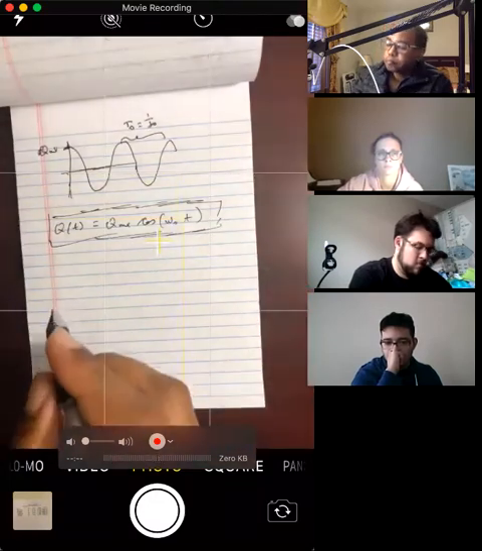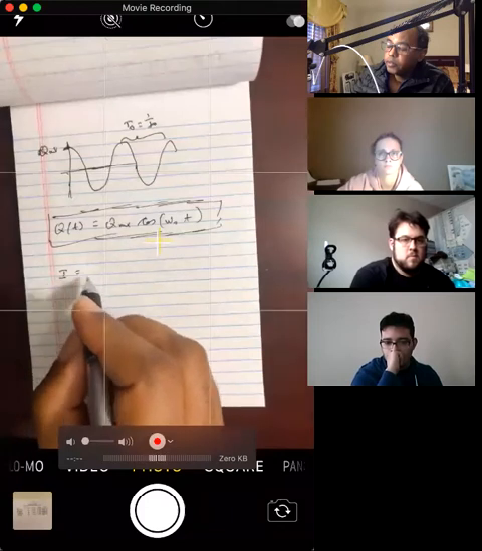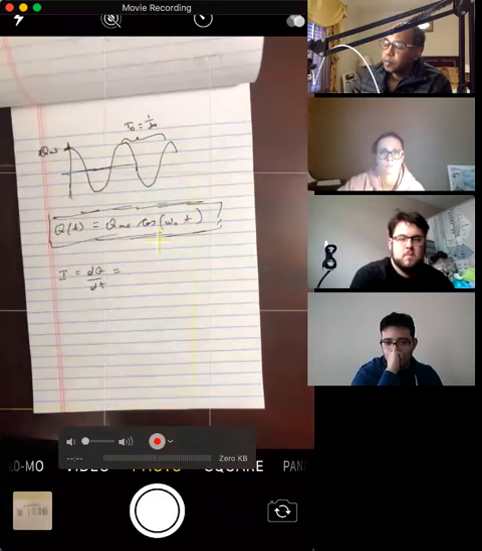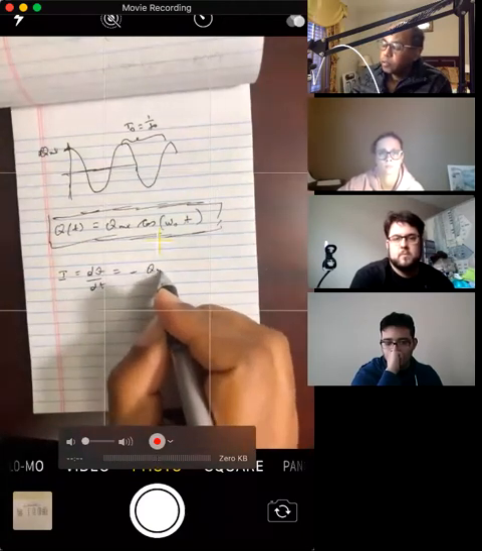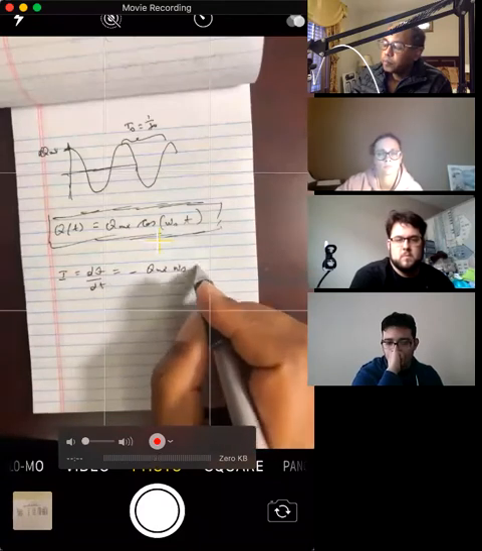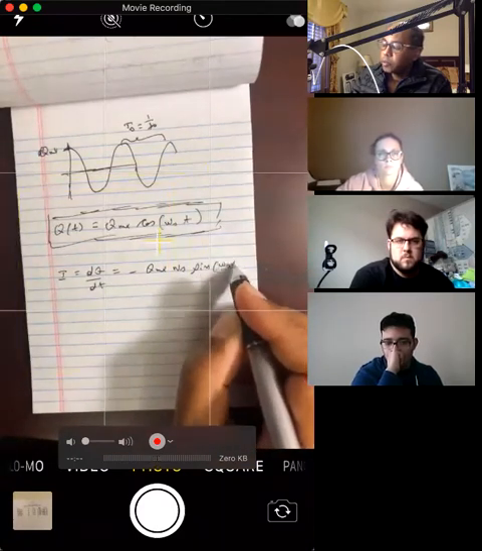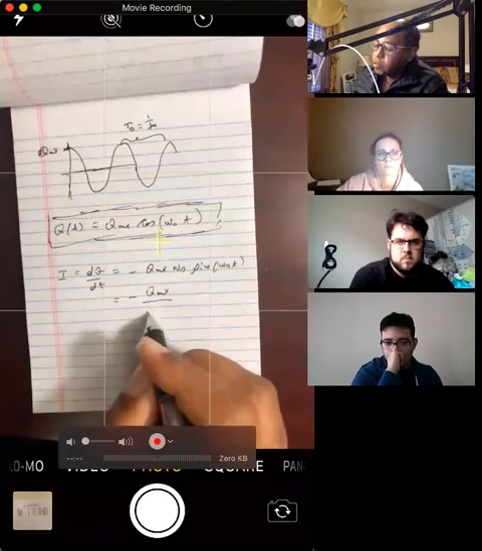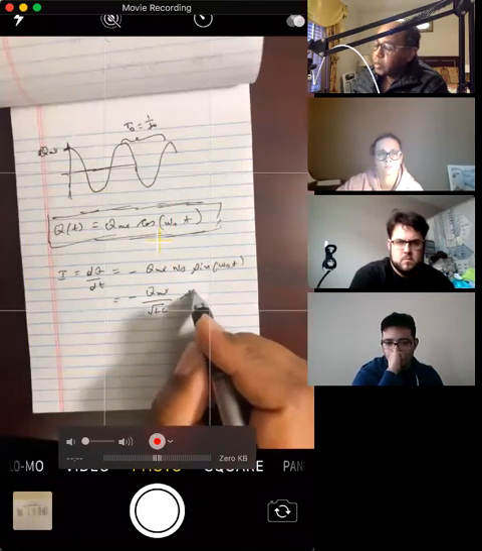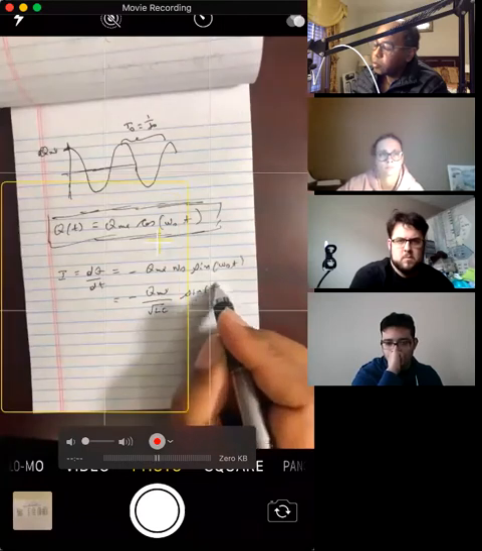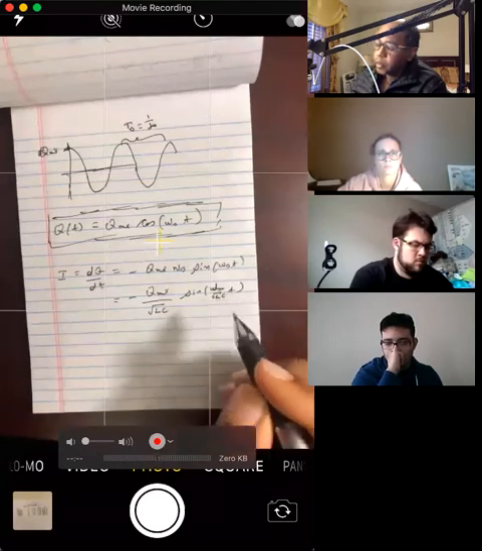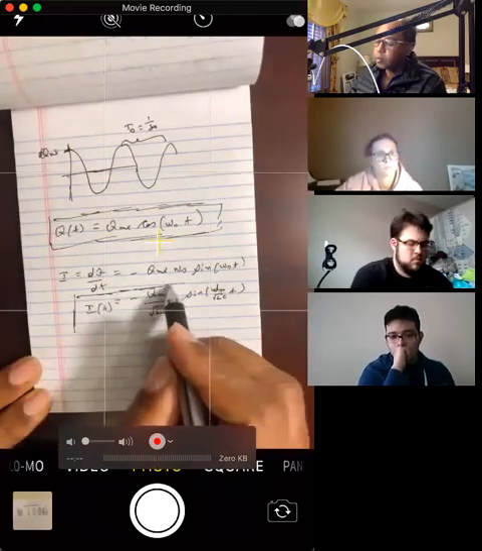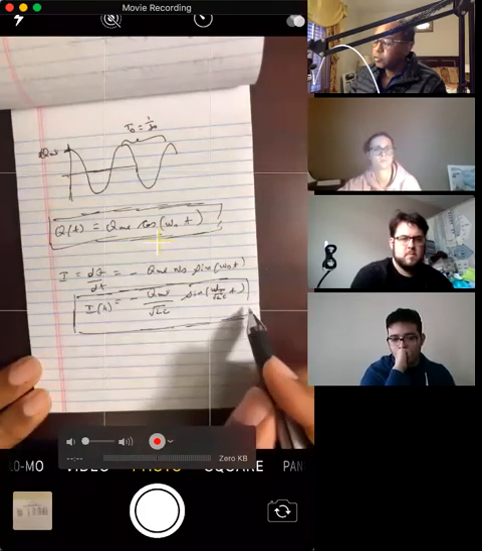How about current? The current is the derivative of the charge, right? So this will be negative Q max omega naught times the sine of omega naught T. You remember omega naught is 1 over square root of LC, so this is Q max over square root of LC times the sine of omega naught T, or maybe 1 over square root of LC times T. So this would be the current as a function of time.